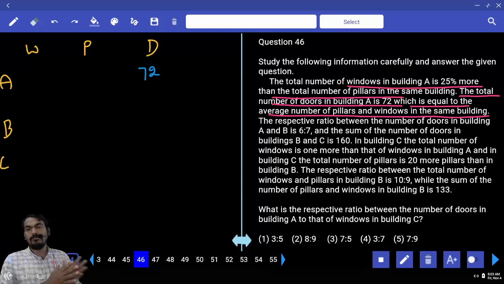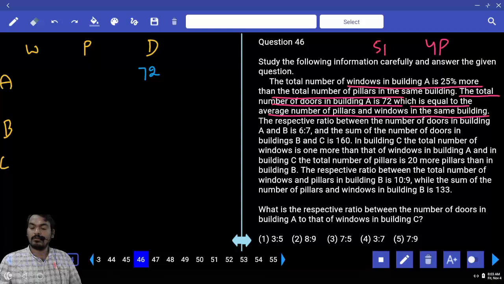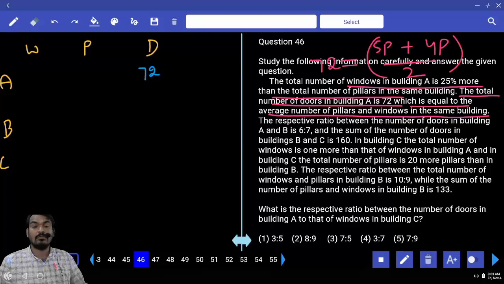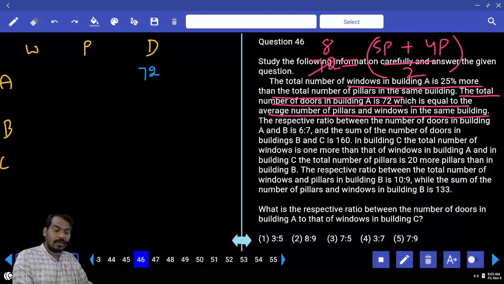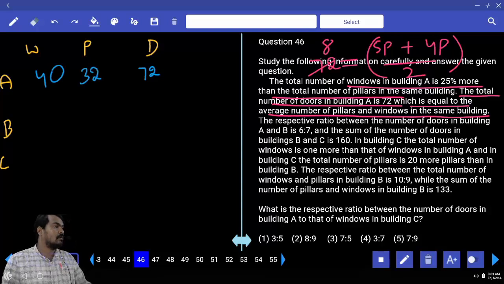25% more means one is 4 parts, another is 5 parts or not? What is the average? 4.5 parts. Average means divide by 2 or not? That is equal to how much value? 72 or not? 72. 9, how many times? 8 times. 8 2s are how much? 16. 5 8s are 40. 4 8s are 32 or not? Yes or no?